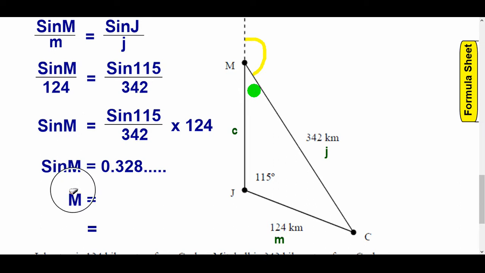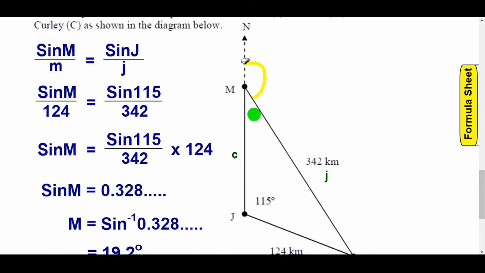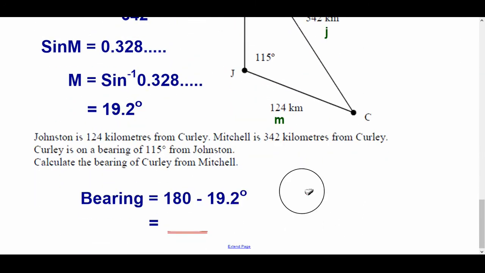So what you have to do is inverse sine to get your actual angle. So inverse sine that, keep it in your calculator, and it'll pop out with 19.2 degrees. Now again, that is not your answer, that's this green bit, but the question said what's the bearing, so that's that yellow bit. Now this is a straight line down here, and if you take the 19.2 away from 180, you're going to get your bearing. So there you are, 160.8.